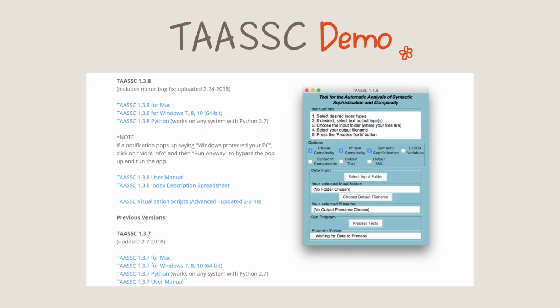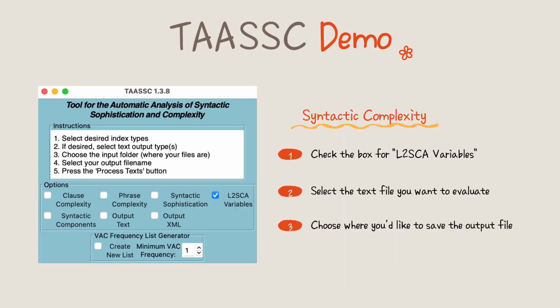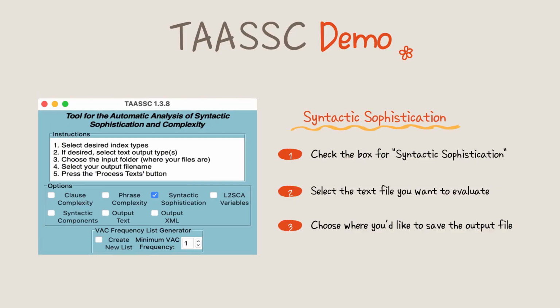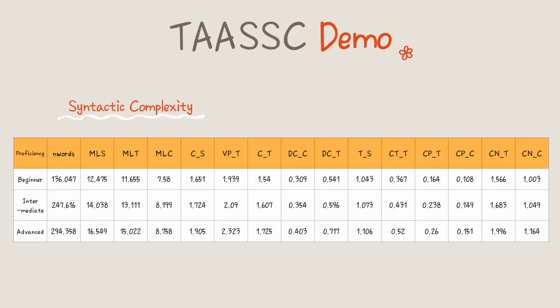Now let's try a quick demo with TAASSC. Just like before, download and open the TAASSC program. If you want to analyze syntactic complexity, make sure to check the box labeled L2SCA variables. Then click Process Text to run the analysis. To measure syntactic sophistication, use the same program but this time check the box for syntactic sophistication. Then run the analysis the same way. Try comparing your own results with the average scores.